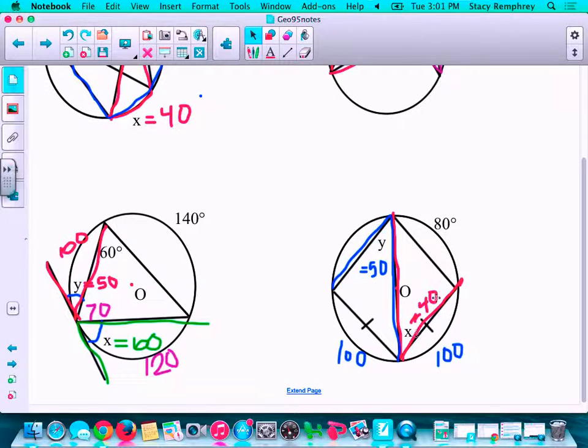In this example, angle X, shown in red, intercepts the 80-degree arc. It's half of that, so it's 40. This is a semicircle, so it's 180 degrees. If that's 80, this has to be 100.